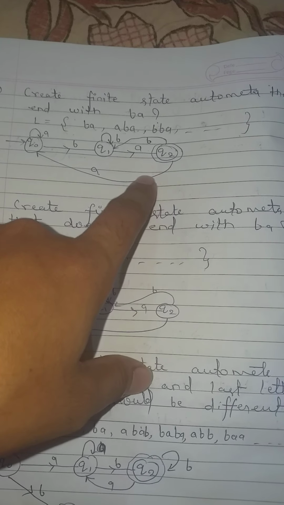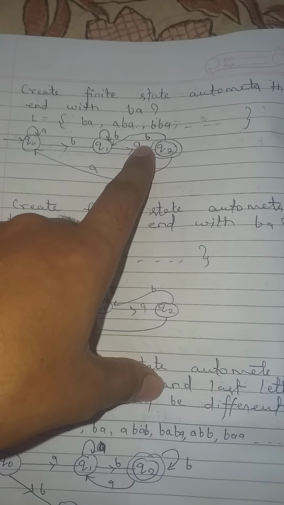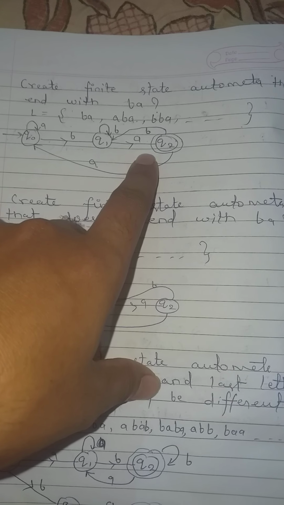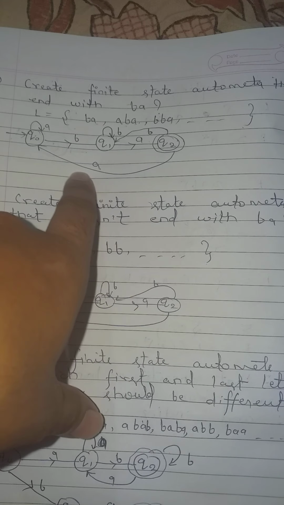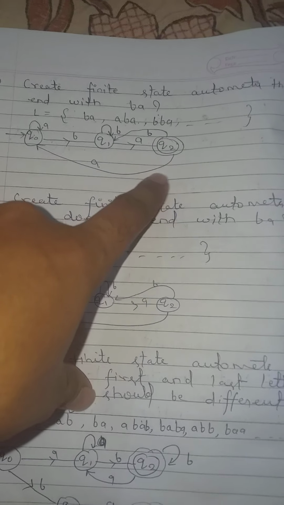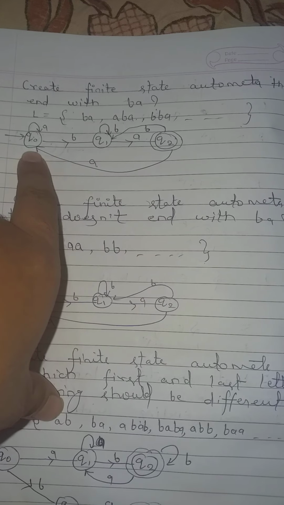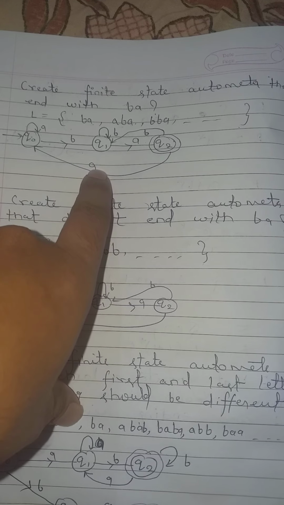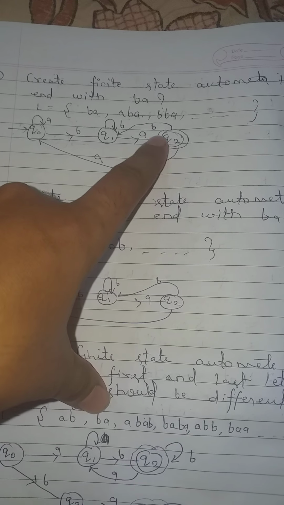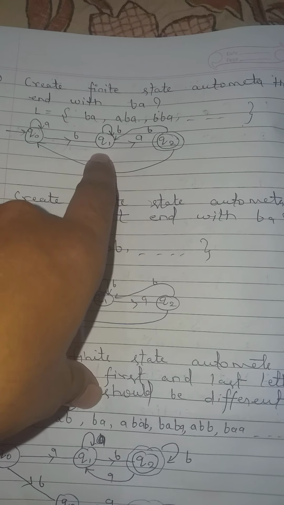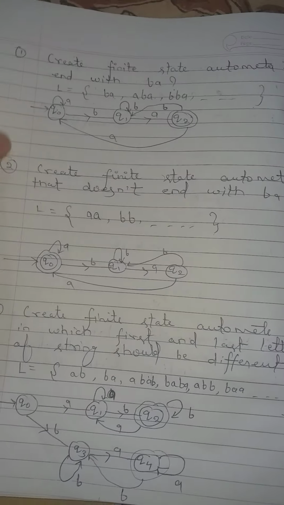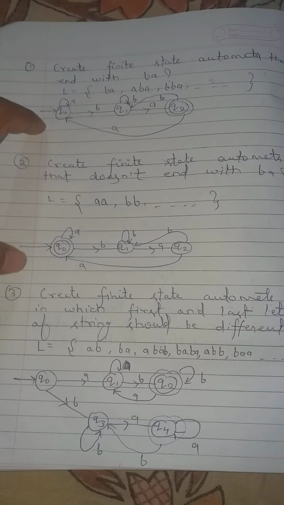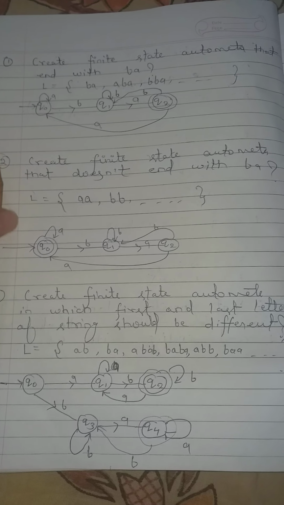After that, when the string ends with BA we don't want any other thing to come, so that's why we have an edge from Q2 to Q0 transitioned by A, and also Q2 to Q1 transitioned by B. Similarly you can see many more examples. The concept is the same.